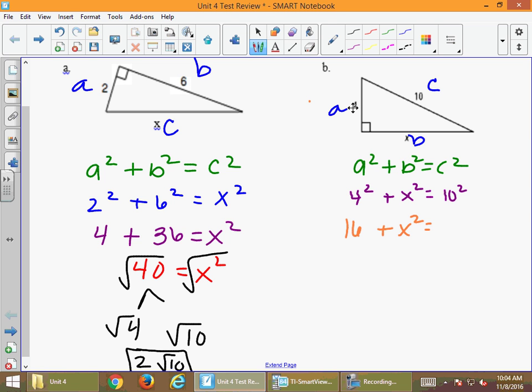10 squared is 100. We want to get x by itself, so what do we have to do with 16? Subtract it. We got to move it over. So x squared is equal to, what is 100 minus 16? 84. Again, what do we have to do to both sides to get x by itself? Square root.